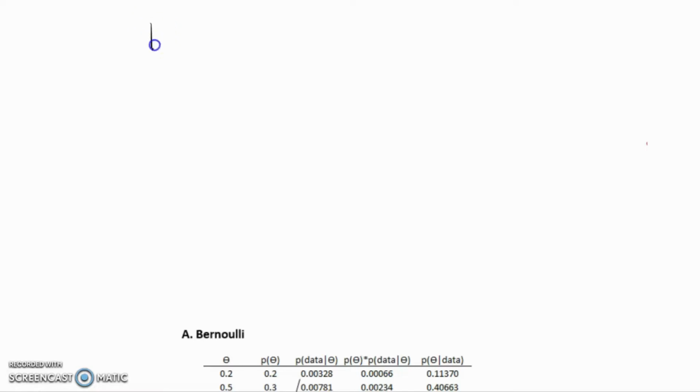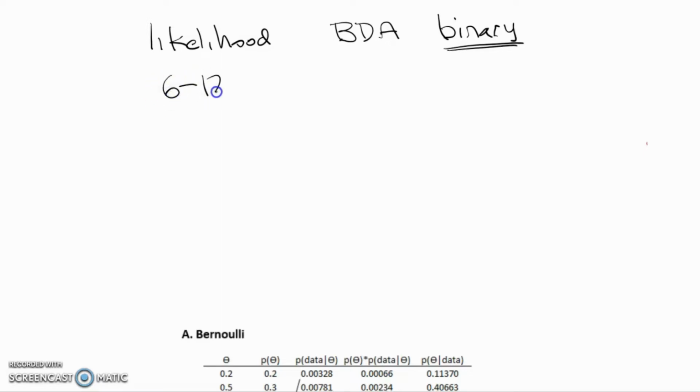The purpose of this video is to explain the likelihood function that we're going to use when we're doing Bayesian data analysis with binary dependent variables. And binary dependent variables play a really big role in Kruschke's text. In fact, chapters 6 to 12 develop many of the ideas of Bayesian data analysis using a simple example of a binary dependent variable, namely that of flipping a coin and getting either a head or a tail.